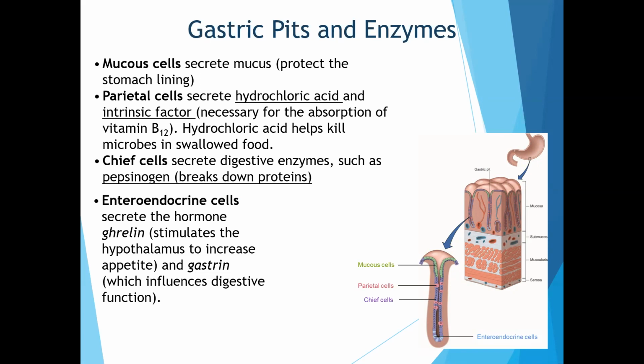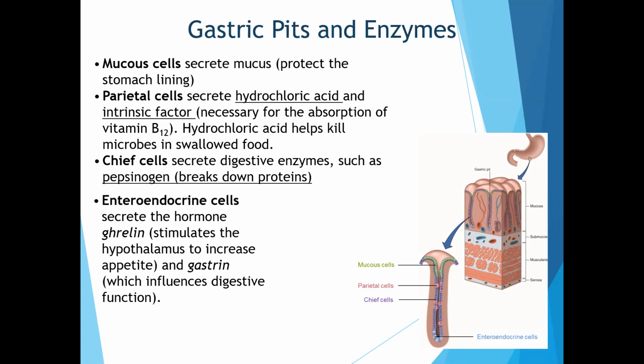The parietal cells secrete the actual acidic portion, hydrochloric acid, and another substance known as intrinsic factor. So intrinsic factor is very important for the absorption of B12, which is a vital vitamin in a lot of our body's processes. The hydrochloric acid actually is not necessarily there to break down food. It's more to kill any bad things that are in swallowed food, or microbes. Our chief cells are going to secrete digestive enzymes.